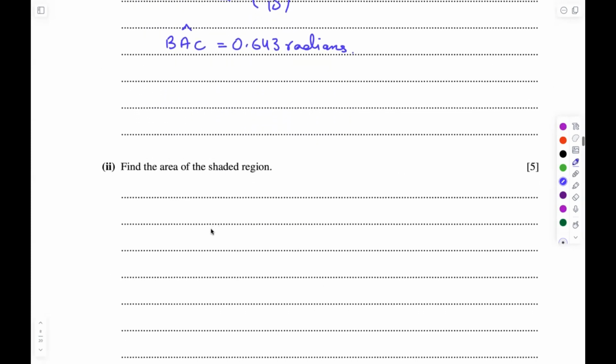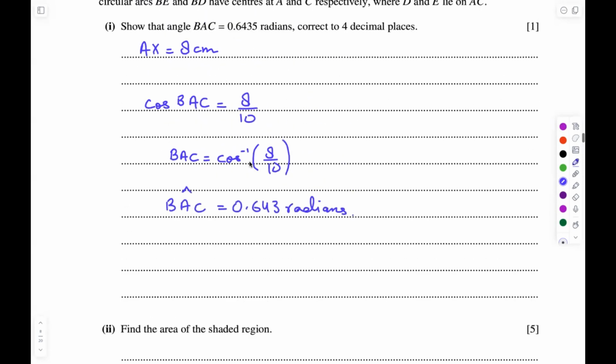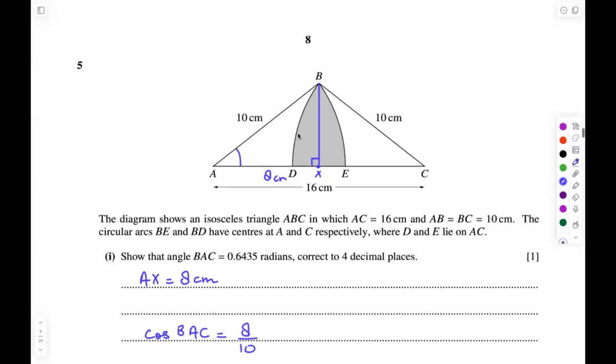In part 2, we have to find the area of the shaded region. Now to find the area of the shaded region, we can first find the area of the sector ABE, then find the area of this triangle ABX, as we already know that this angle will be 0.6435 radians, and then subtract the area, which will give us half of the area of the shaded region BXC, and then we can multiply that answer by 2.